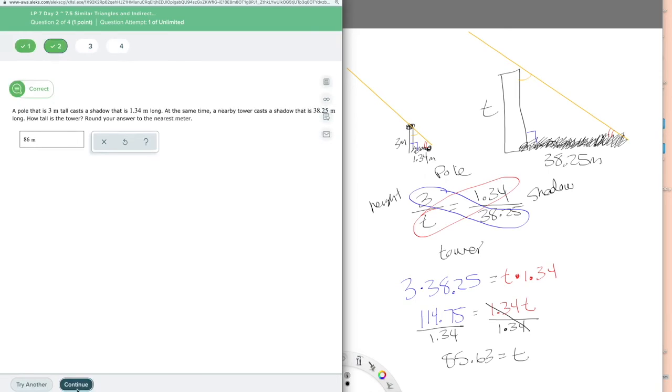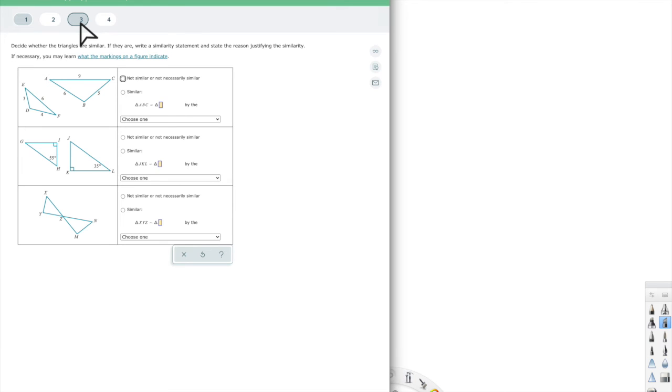All right. Perfect. So for this one, we're going to be identifying and naming similar triangles. So we're going to decide whether the triangles are similar. If they are, write a similarity statement and state the reason justifying their similarity.